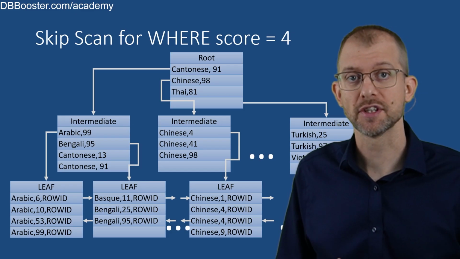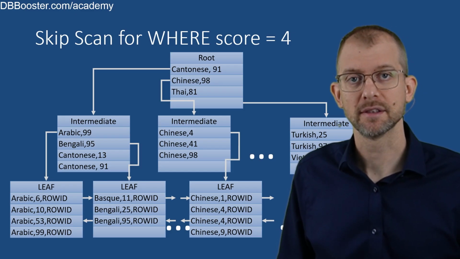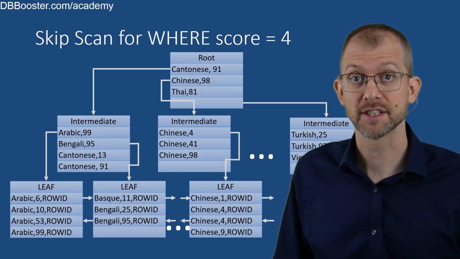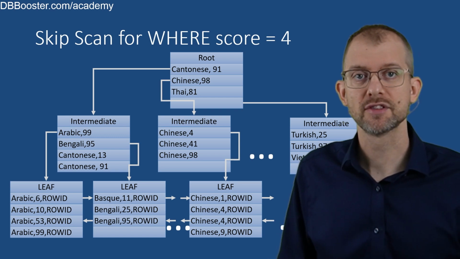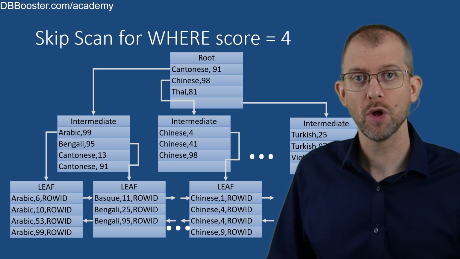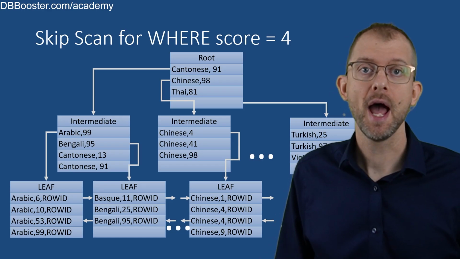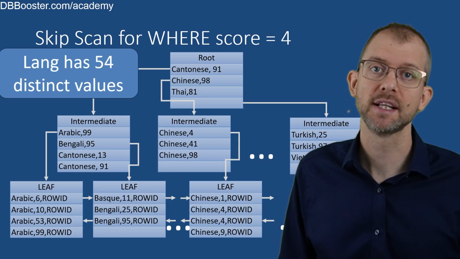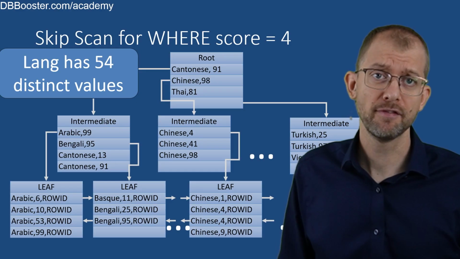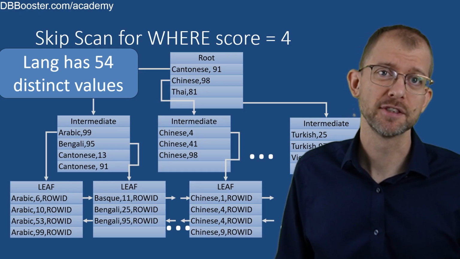The idea is simple. Since there is no predicate on the leading column, in my case language, the database runs multiple small range scans, one for each language value. I have 54 distinct languages. Doing 54 range scans is probably slow.